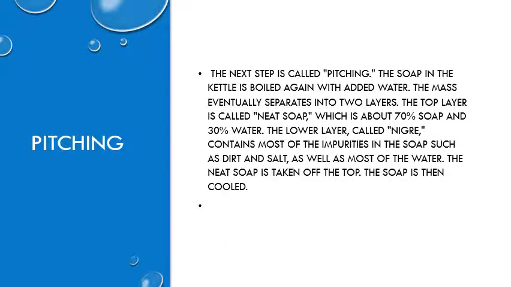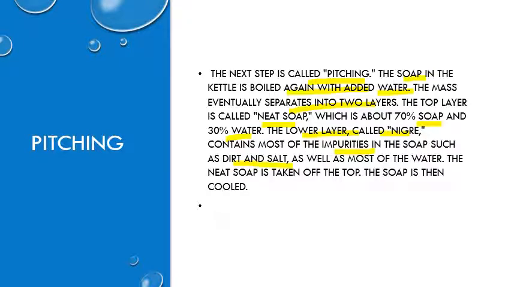The next, or the last, step is pitching. We have seen the soap in the kettle boiled again with the added water. The mass eventually separates out into two layers. It's a neat soap layer which contains 70% of the soap and 30% of the water, and the lower layer is called nigre, which contains most of the impurities like dirt and salt.